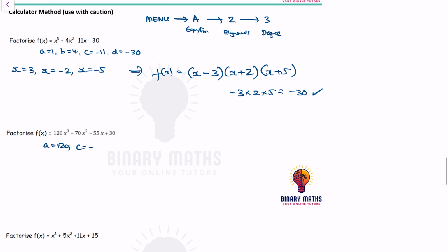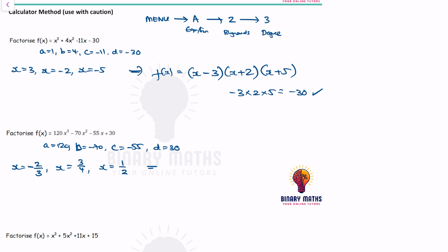120, b is equal to minus 70, c is equal to minus 55, and d is equal to 30. Put that into your calculator, it spits out these three solutions. I didn't get that right, sorry, I'm writing the wrong value. It gives x is equal to minus 2/3, x is equal to 3/4, and x is equal to a half.